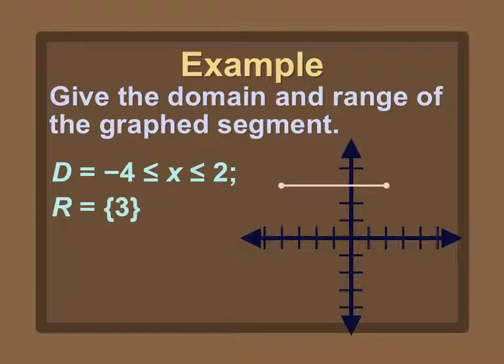And your range, so your range is just your y values, okay? So your y values are up and down. So notice, no matter what x is, your y is 3. So your range is a very small set. The only number it has is 3 because your y will always be 3 no matter what x is.